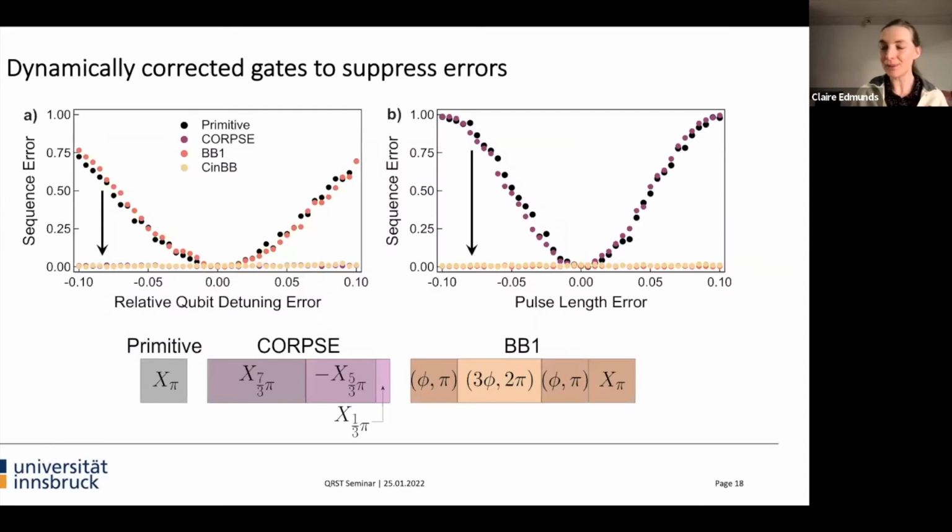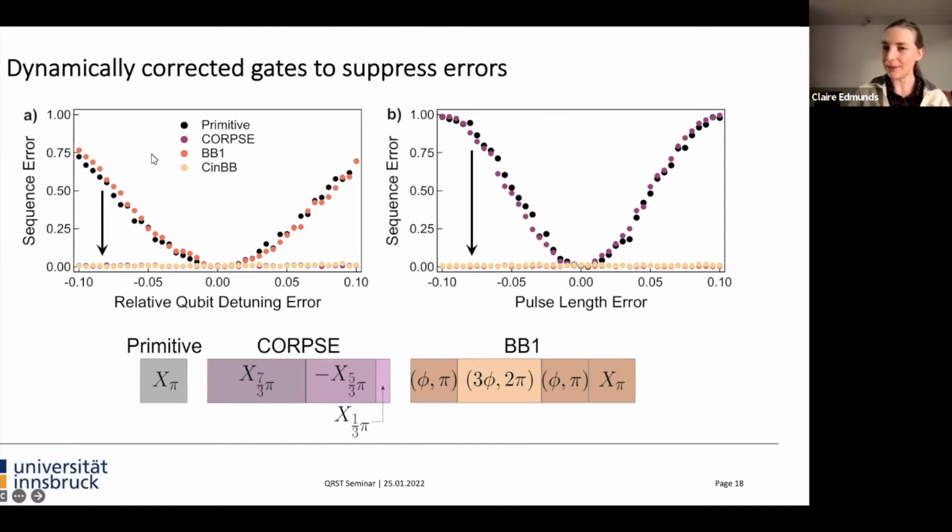To see this in action, we can look at some experimental data. This is a single ion with 10 pi pulses. I'm engineering either a frequency error in the control or a pulse length error, so an over-rotation error. I'm then measuring how accurate the final state is for what I want it to be. In this case, 0 is a perfect state, it says no error, and 1 is the entirely wrong state. I've flipped to 1.